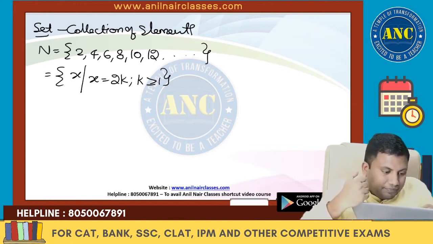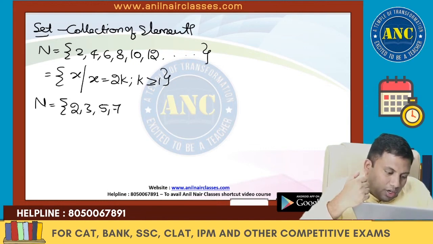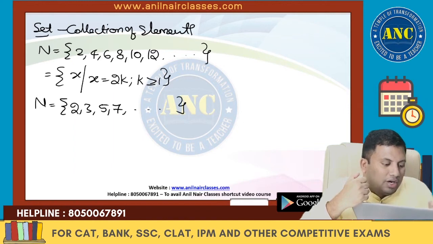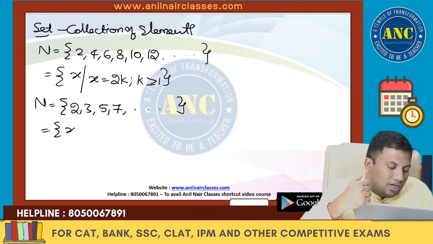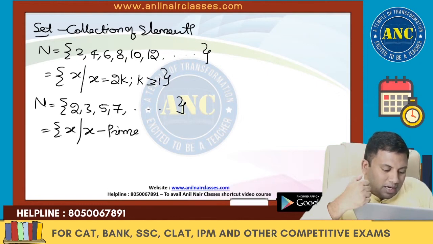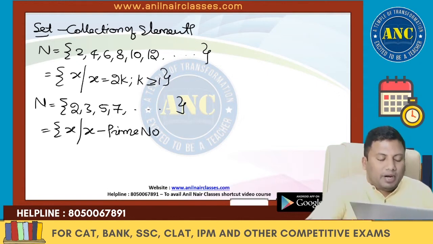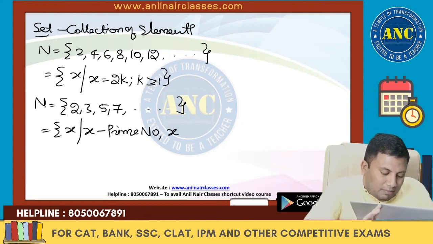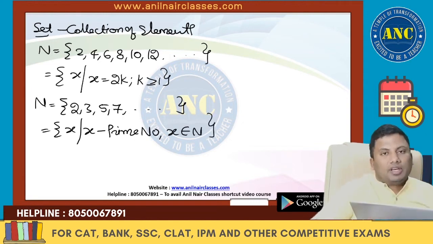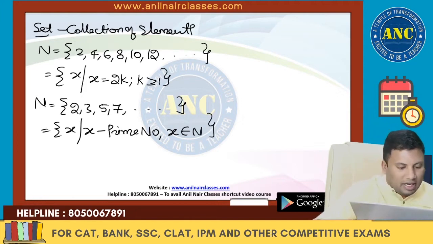Suppose n is nothing but 2, 3, 5, 7 and so on. That is nothing but x such that x is a prime number. Of course, a prime number is a part of the natural numbers, so x is a part of the natural numbers. I hope it is clear.